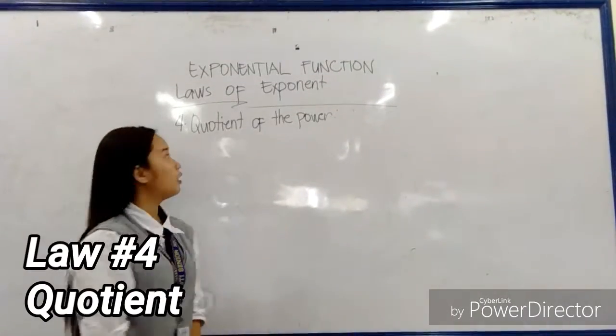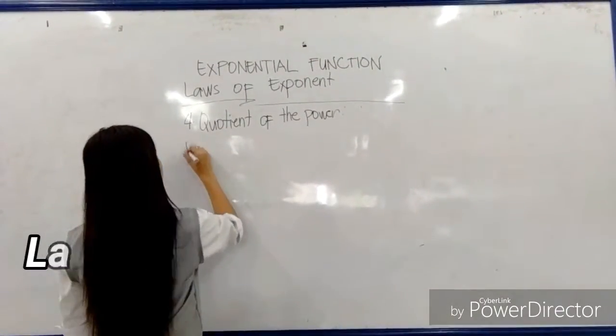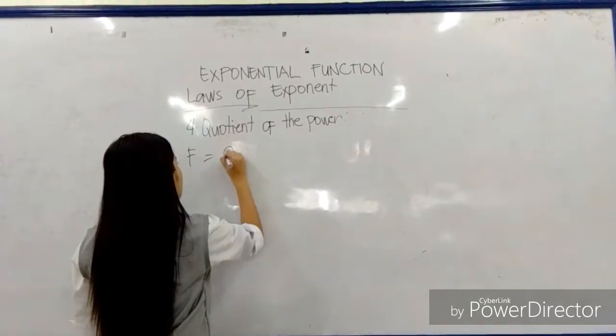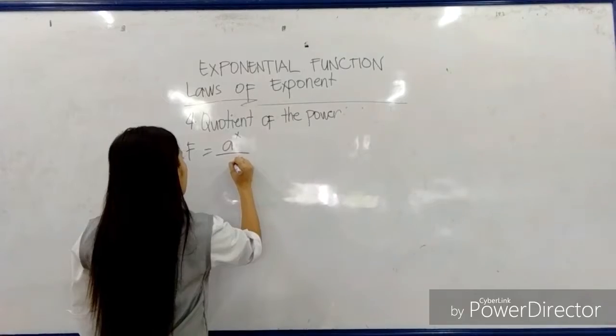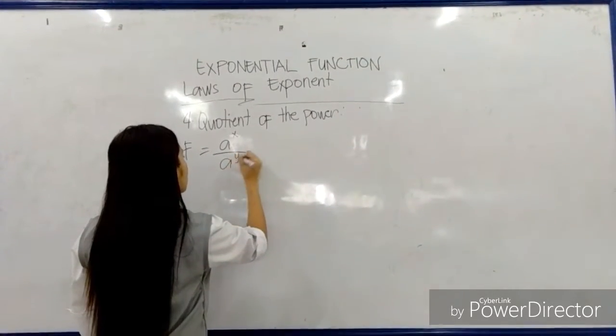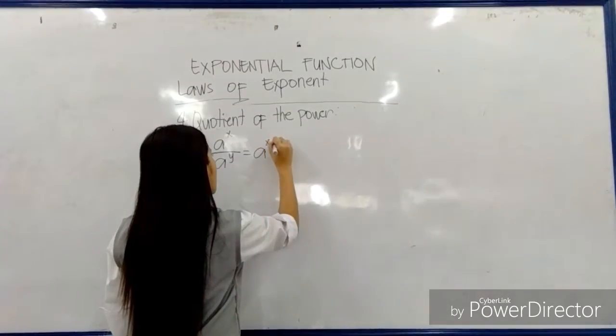Exponent number 4. Quotient of the power. The formula is a raised to the power of x over a raised to the power of y is equal to a raised to the power of x minus y.